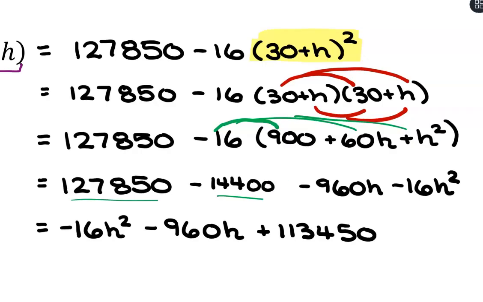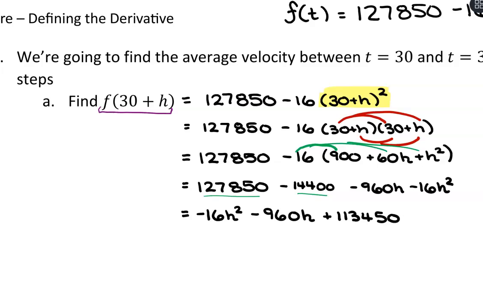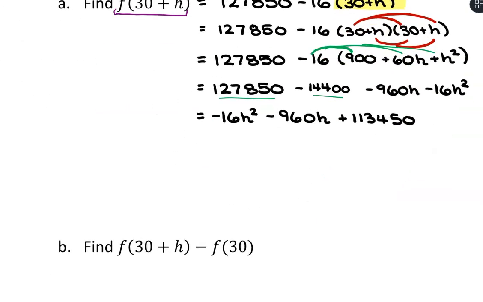So 127,850 minus 14,400 would get us our constant there. Okay, so all of that to simplify f of 30 plus h. Now let's go to what would it look like to have our difference in output. So f of 30 plus h minus f of 30.